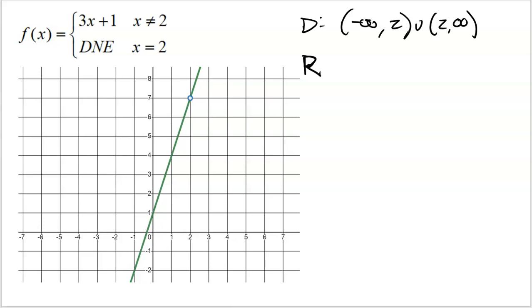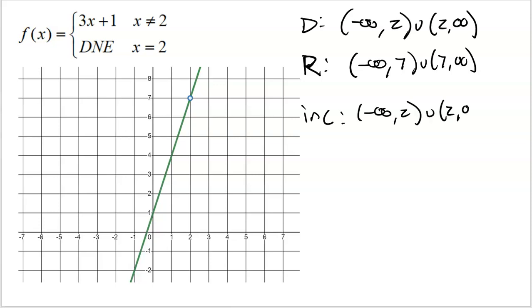In the range, R for range, I'm thinking y values here. So it looks like 7 is what's getting skipped. So it'd be -infinity to 7, union 7 to infinity. There is nothing at 7. The function is always increasing, right? But at 2, nothing's happening. So it's increasing from -infinity to 2, and then from 2 to infinity, because I can't include 2 in the interval for increasing when at 2, nothing is happening. So you've got to really think a little bit more when you have these weird piecewise functions. Now, end behavior: the left end's going down towards negative infinity. The right end is going up towards positive infinity.